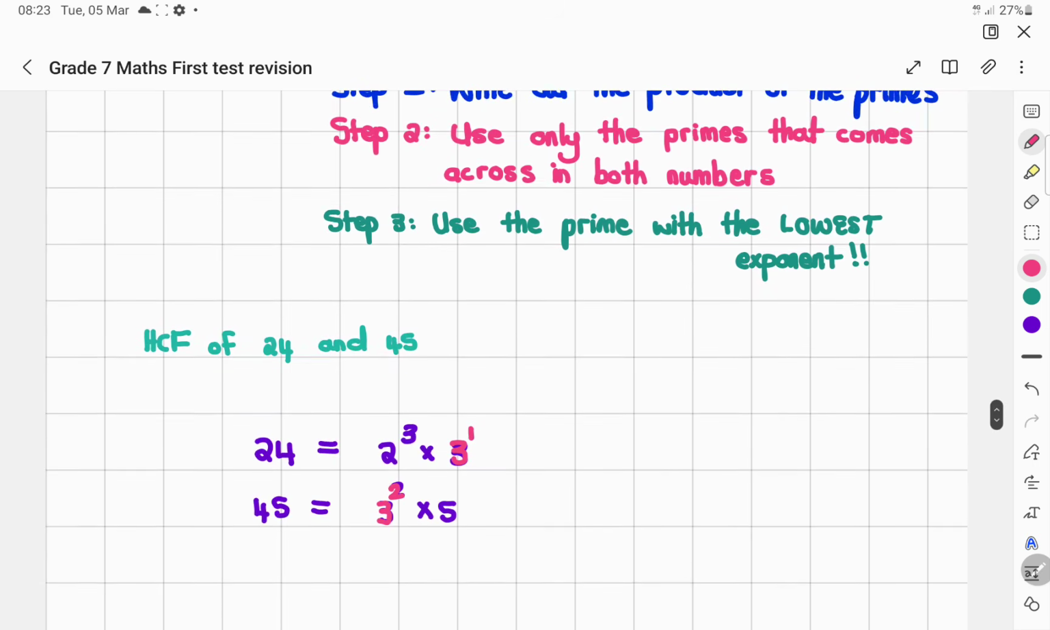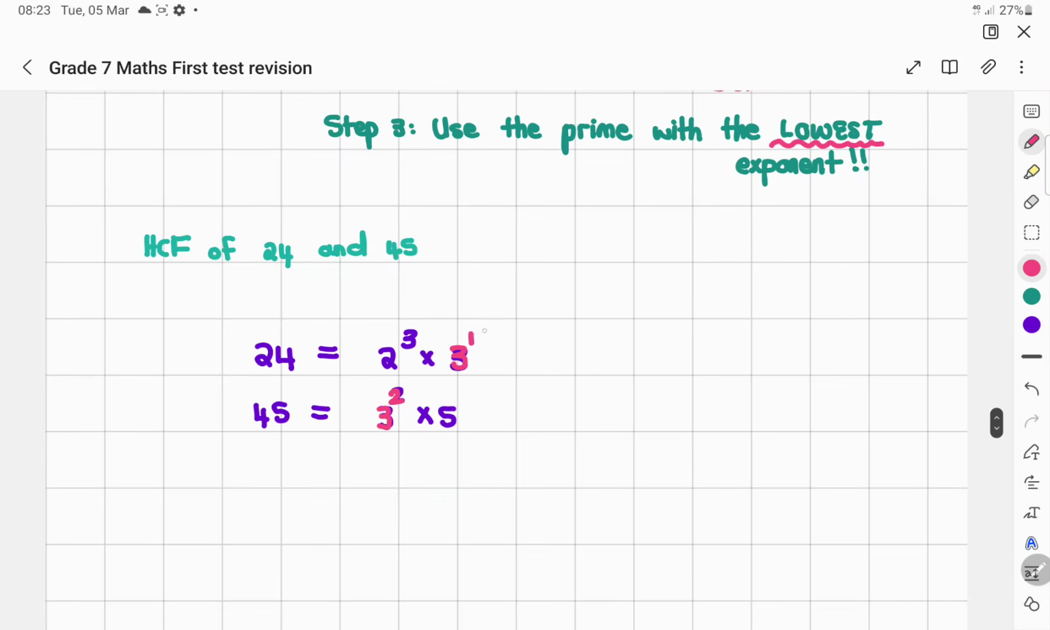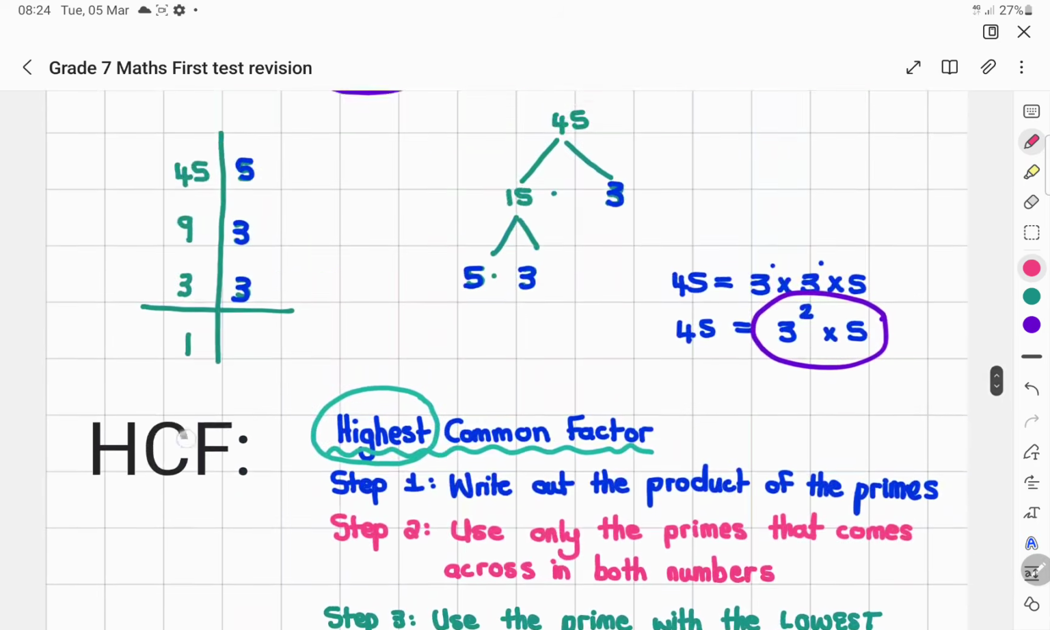Okay, because they both have a 3. And then, if there are overlaps, use the prime with the lowest exponent. So very important, the one that's to the power 1 or to the power 2, you use the one with the lowest exponent. So the HCF of 24 and 45, you've guessed it, is 3. Okay, so 3 to the power 1, or 3.